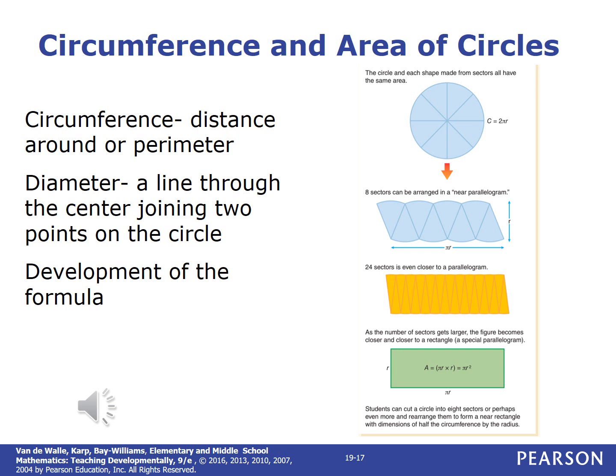Now they might say this isn't an exact parallelogram, and you could say, well, let's cut our wedges even smaller. And if they did so and made 24 wedges, just like the yellow figure there, they would get even closer to it. But what they're going to realize is the measurements are the same. They still have a height that's equal to the radius, and half the wedges are along the top and half the wedges are along the bottom, so they have pi r as their base. And so area again would be pi r times r, which is pi r squared. Seeing this visual really helps students to understand where the area formula comes from.